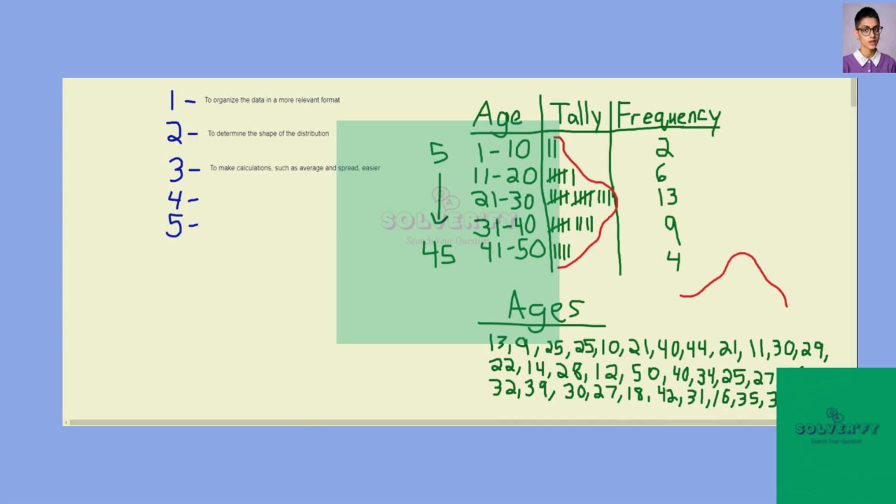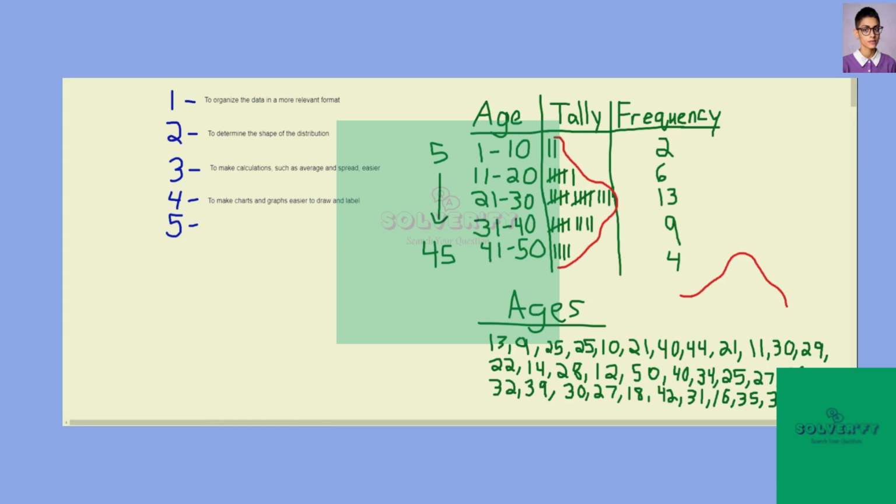Our fourth reason is to make charts and graphs easier to draw and label. Now you can imagine that if we were to draw a pie chart or a bar graph, all we would need for that is the age groups and the frequencies. So we really would just plug those numbers right into the graph and draw it. For a pie chart, you would have to calculate the percentages, so there would be one extra step for that.